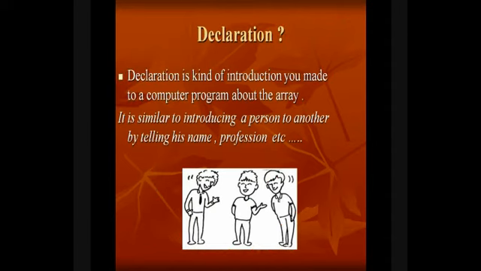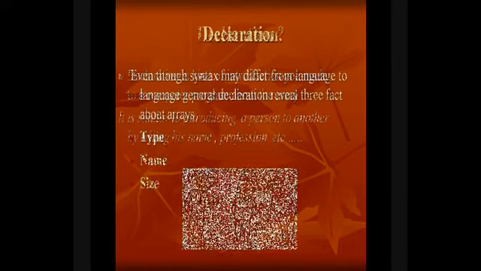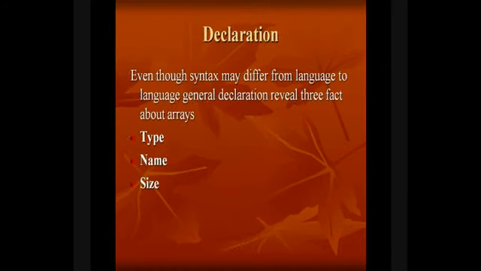Declaration is a kind of introduction you make to a computer program about an array. It is very similar to the real-world situation of introducing people, where we tell details about another person and make them familiar with each other. When declaring an array, we have to reveal three details about the array to the computer program. They are type, name and the size of the array. Depending on the programming language, the syntax and the order in which these attributes have to be declared may differ.